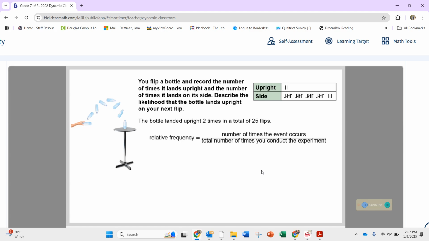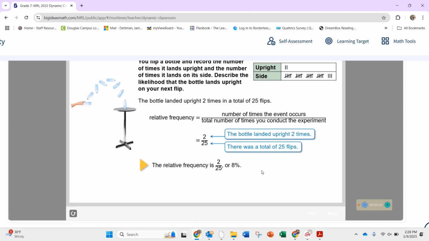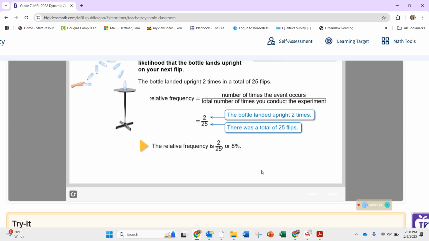Not 23 times, we flipped it 25 times. So 2 out of 25. So just like you see here, 2 divided by 25. Landed it 2 times. It was flipped 25 times. The relative frequency is 2 out of 25. If I ask you to convert that to a percent, what percent is that?